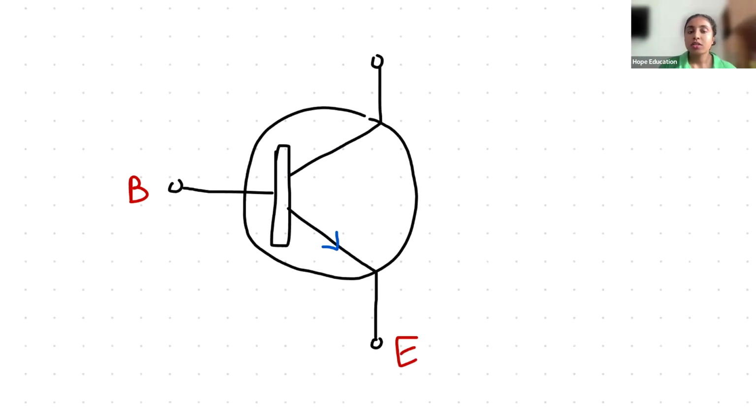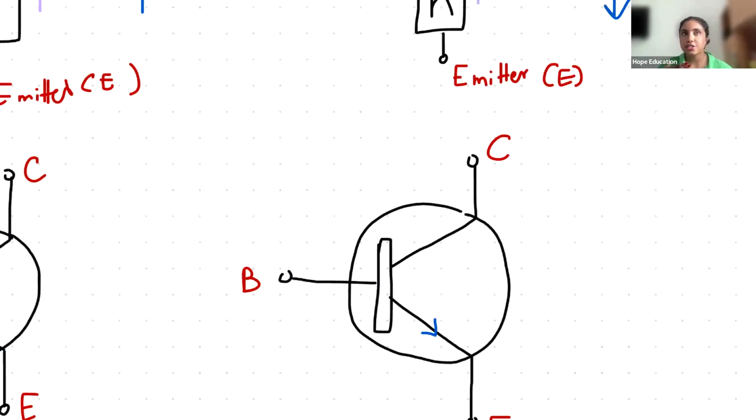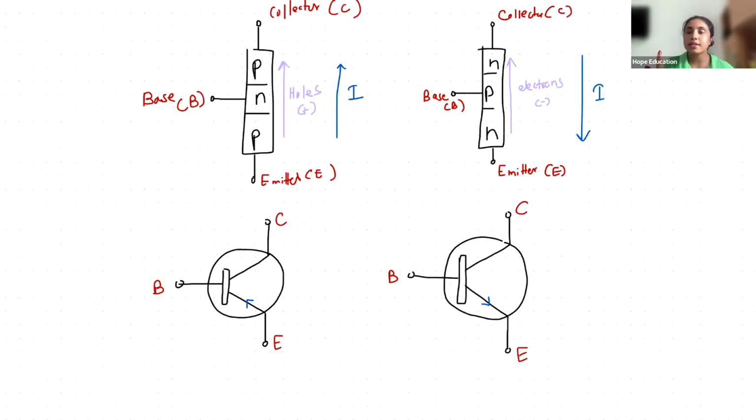And I think we wrote a small description as well. We said charge carriers always move from emitter to collector. Because of that, current always moves in the respective directions. In PNP semiconductor, current moves from emitter to collector.